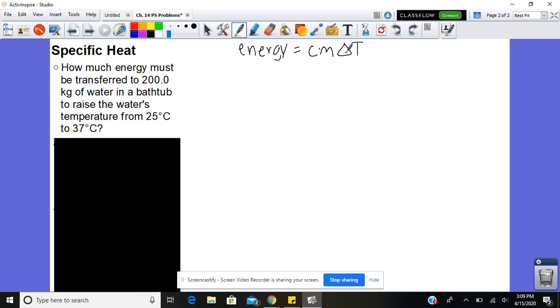in Kelvin. So for this first problem, we have how much energy must be transferred to 200.0 kilograms of water in a bathtub to raise the water's temperature from 25 degrees Celsius to 37 degrees Celsius. So let's start with what we know. We have our mass is equal to 200 kilograms. And that's already in kilograms, so we're good there. We don't need to do any conversions.